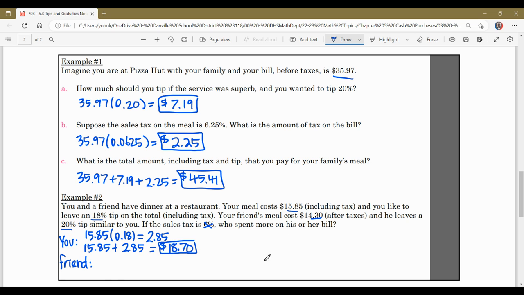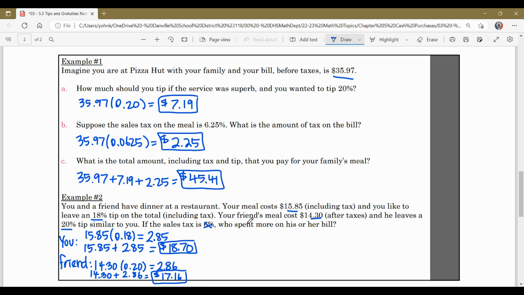Okay, so your friend's bill comes to $14.30. He leaves a 20% tip on top of that. So $14.30 times 20% is $2.86. Notice the tip is only a penny different. So then to find the friend's total, $14.30, we're going to add $2.86. Your friend's total comes to $17.16.